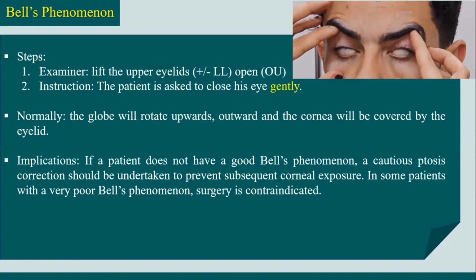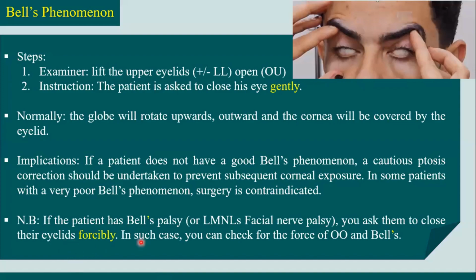What is the implication? If the patient doesn't have a good Bell's phenomenon, this is considered a relative contraindication. So be cautious when you are correcting ptosis. You may aim for undercorrection, and you have to keep an eye on the cornea postoperatively. And if it is very poor Bell's and there are other associated risk factors, like the patient also has defect in sensation or a bad cornea, the surgeon may contraindicate surgery altogether. So this is the implication or the significance.